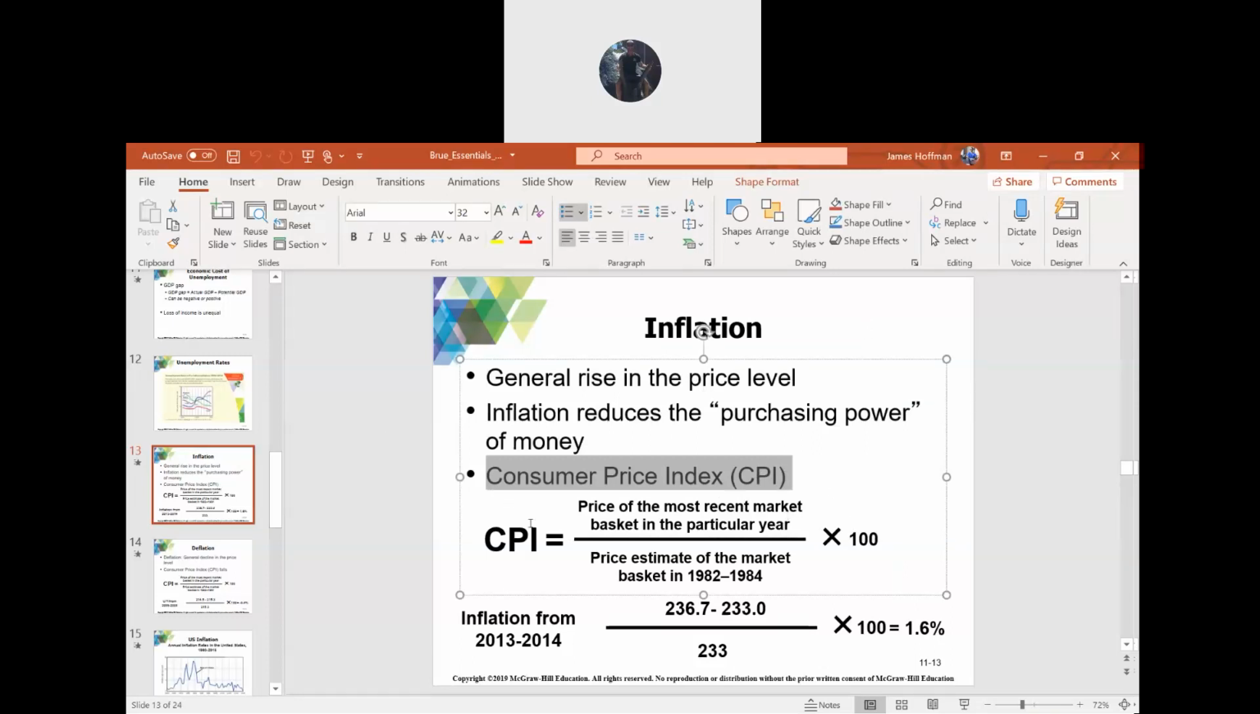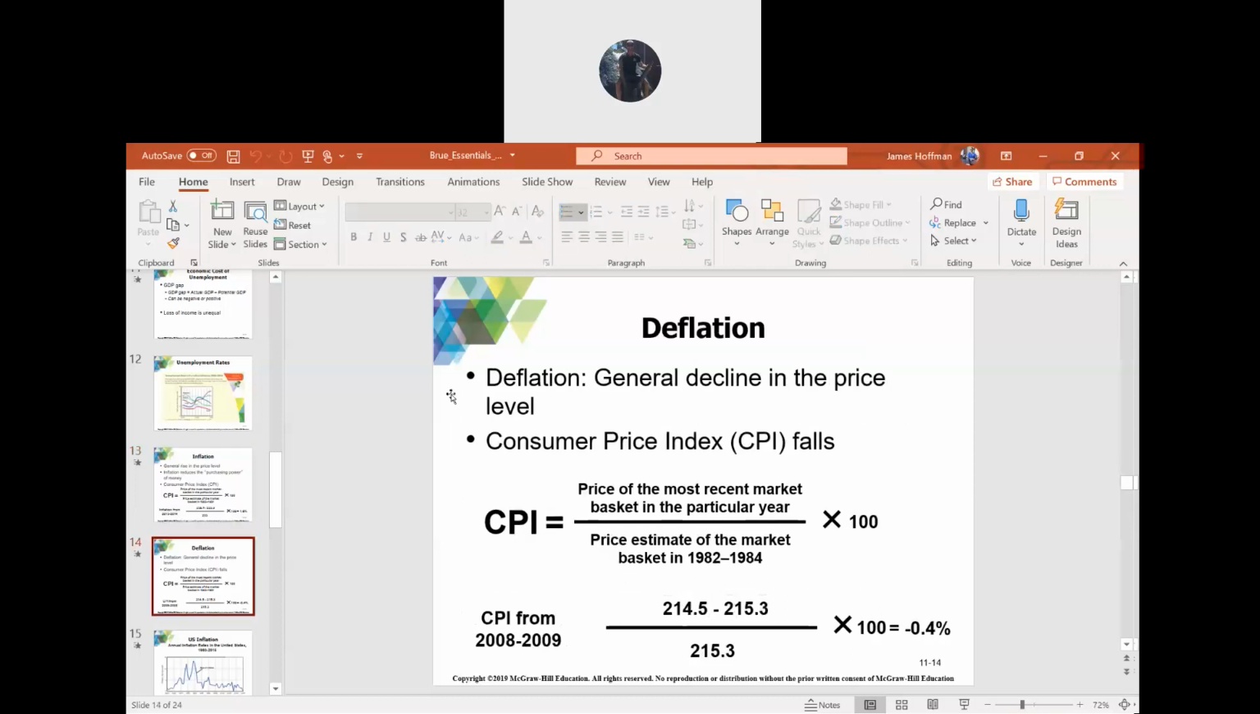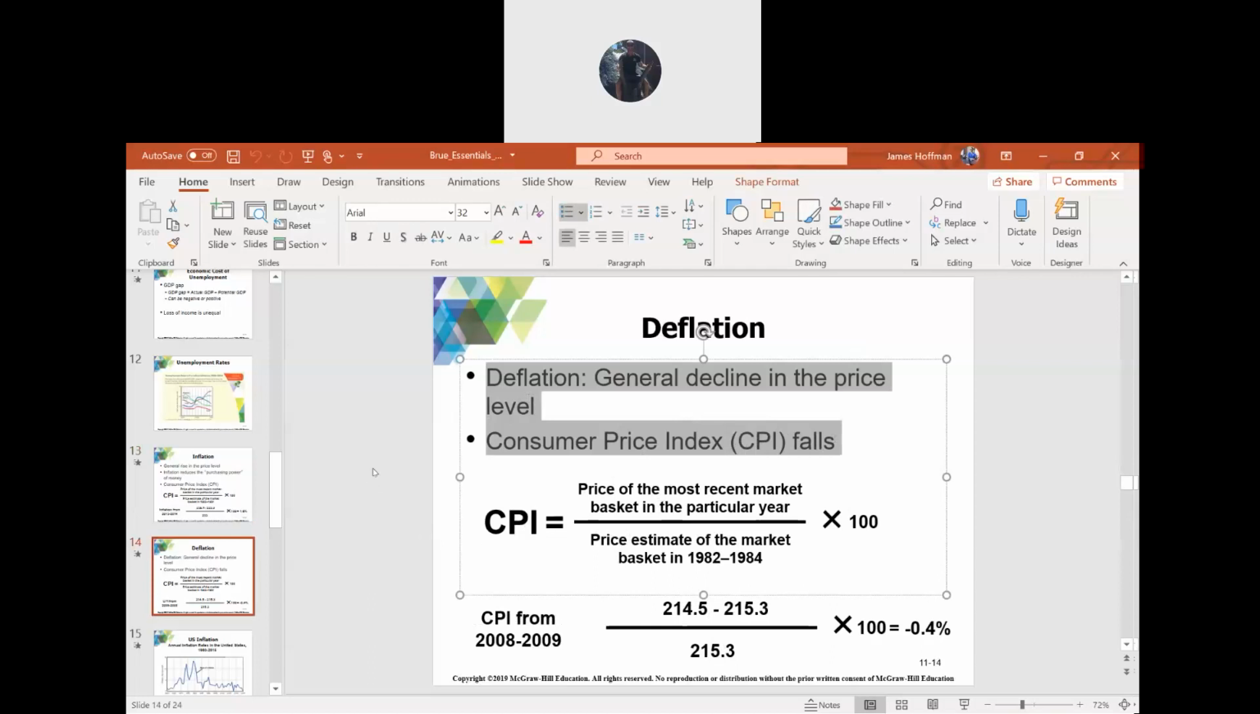Okay, and what you want to do is put the consumer price index in a base year, and once they're all in the same base year, right? Once it's a real value of the consumer price index in the same base year, then the change of that index, if it goes up, it's inflation, right? And if it goes down, it's deflation. Okay, so deflation is when there's a general decline in the price level, and that's essentially when the consumer price index falls.